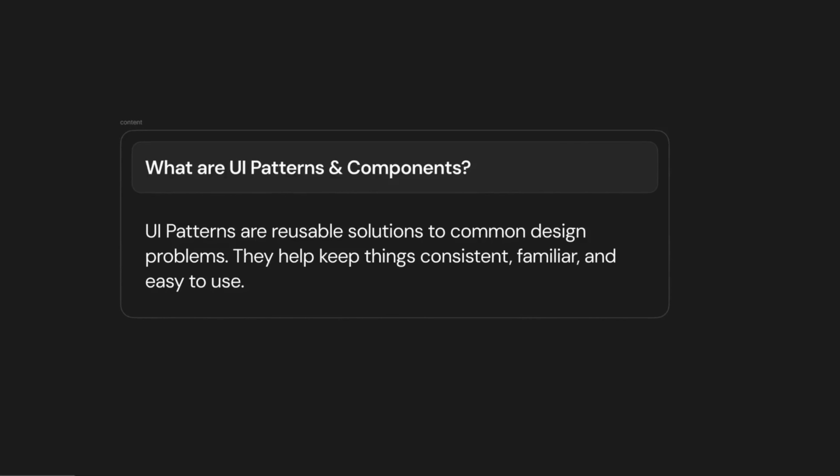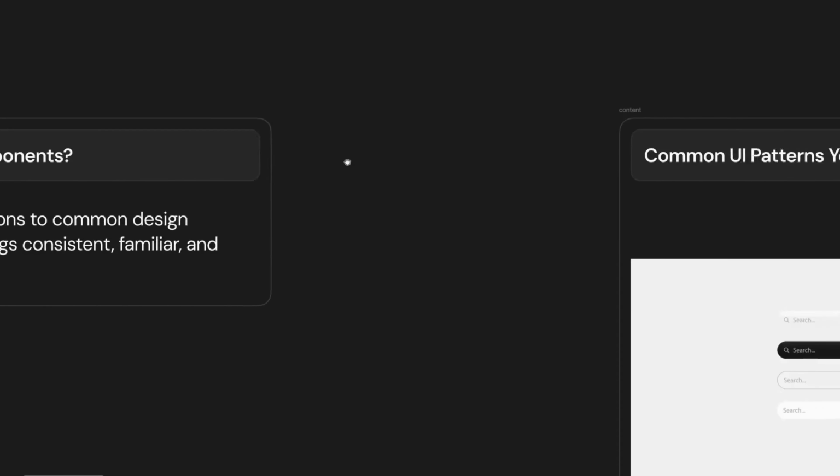UI patterns are reusable solutions to common design problems. Just like Lego, UI components are the building blocks for a UI pattern. You can think about buttons, cards, modals, like that. They help keep things consistent, familiar, and easy to use, because people have seen how a button looks and how an input field works. So that's what UI patterns are.